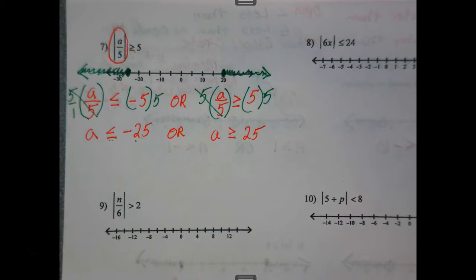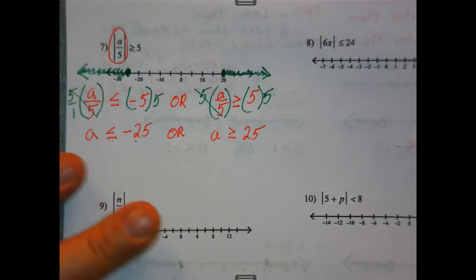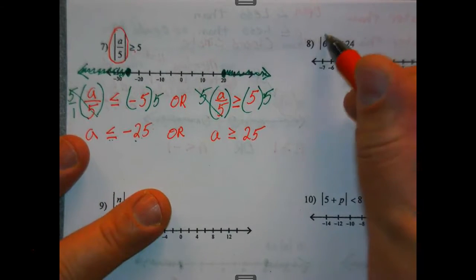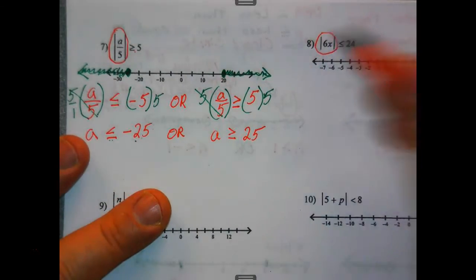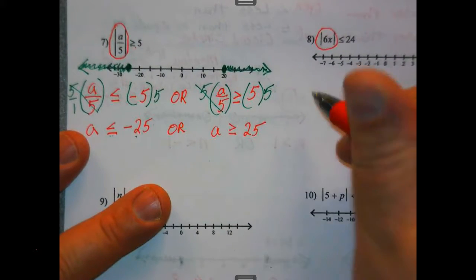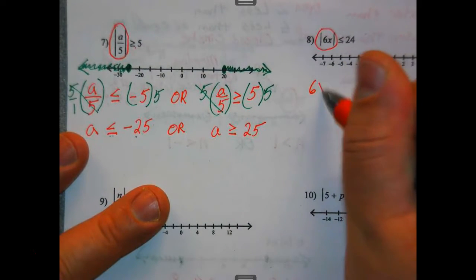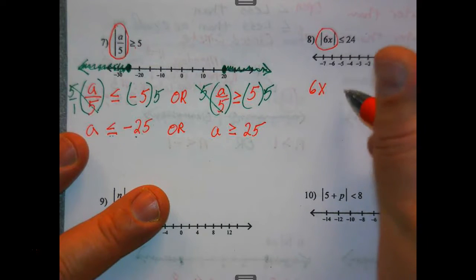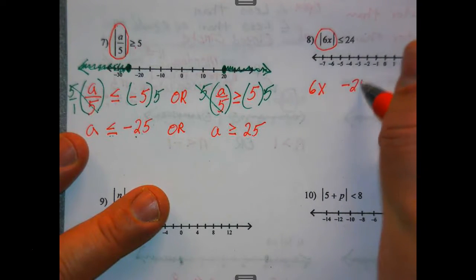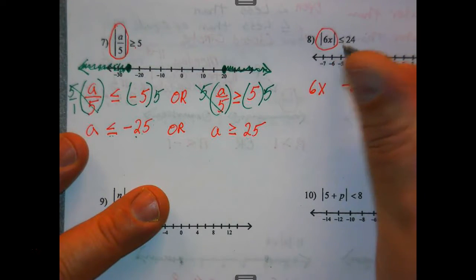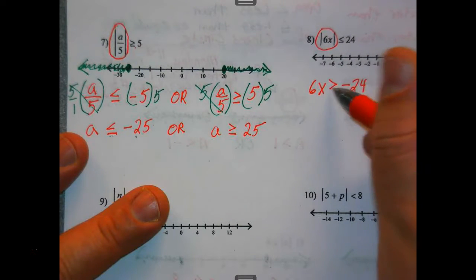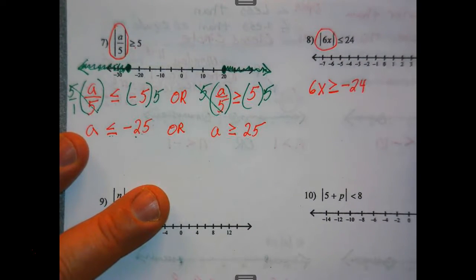Okay, let's look at number 8. Okay, my absolute value term is by itself. So I'm going to take what's inside, 6x. I'm going to put my negative on this side, so negative 24. I'm going to flip my sign, and then take what's inside, keep everything the same.